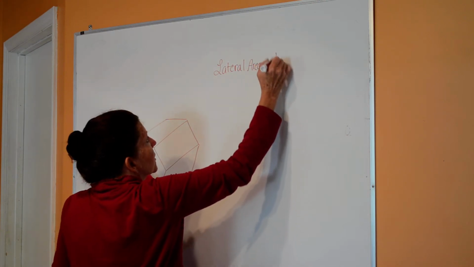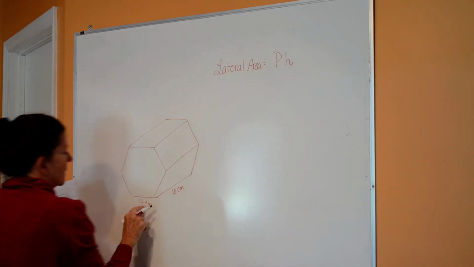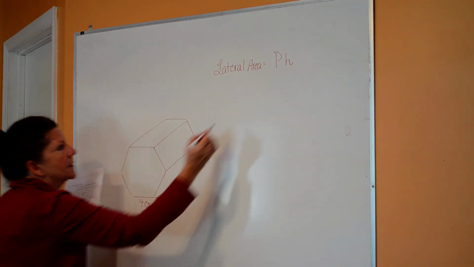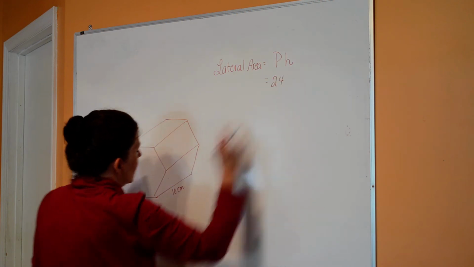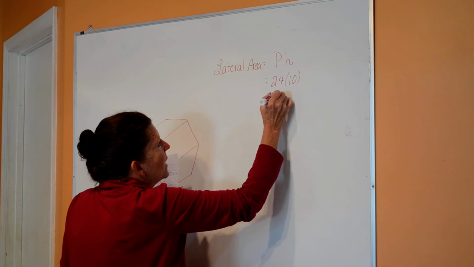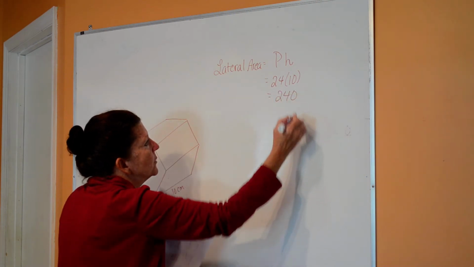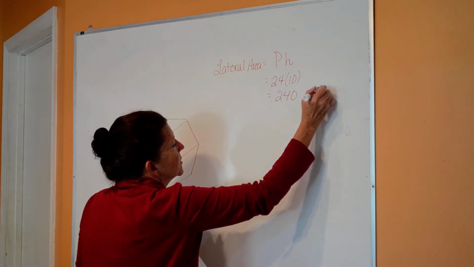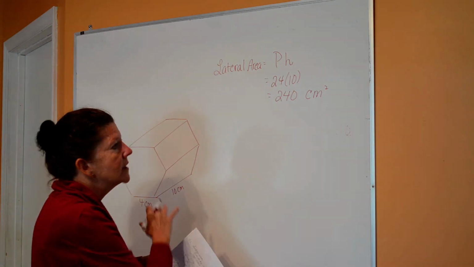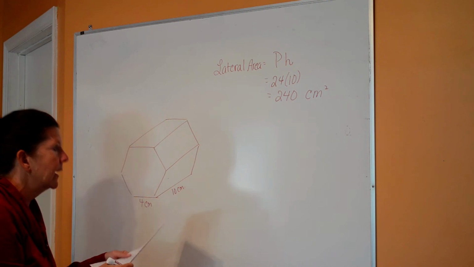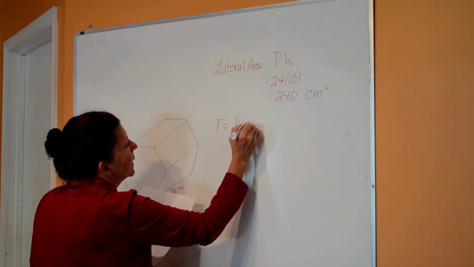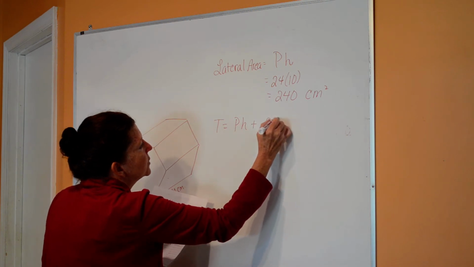Now, the lateral area I found out is equal to the perimeter times the height. So I would find the perimeter of the base. This is 4 times 6, or 24. The height here is 10. So I have a lateral area of 240 centimeters squared. Now sometimes they're just asking you for the lateral area, but sometimes they ask you for the total area. So the total area is going to be your lateral area plus the area of the 2 bases.